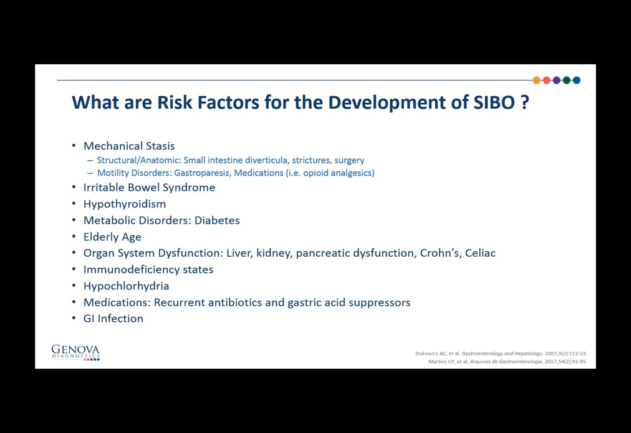Other risk factors would include irritable bowel syndrome, hypothyroidism, diabetes (we've talked about a couple of these already), and anything that would impact the gut like Crohn's or celiac disease. An immunodeficiency state, where the immune system can't overcome the bacterial overload, hypochlorhydria or low stomach acid, other medications like recurrent antibiotics and gastric acid suppressors, and GI infection can also be risk factors. A previous GI infection can be a risk factor for the development of SIBO.